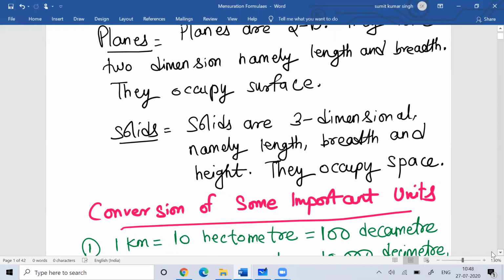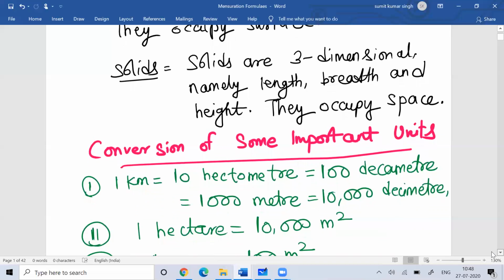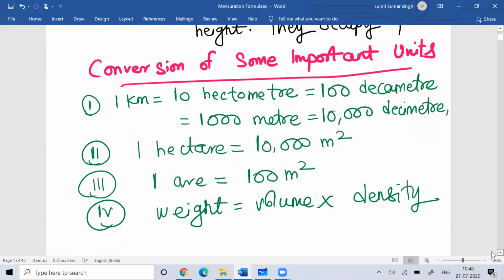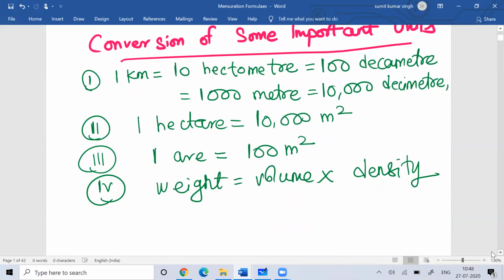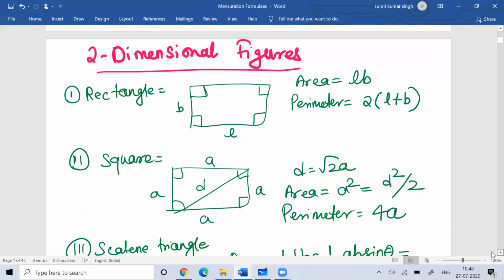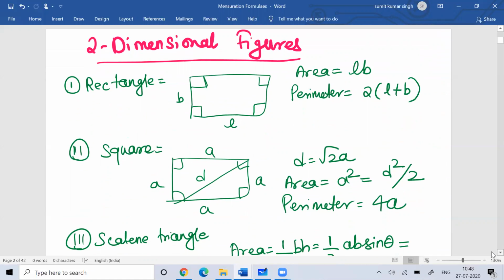Examples of planes are circle, rectangle, and parallelogram. Cylinder, cone, and sphere are examples of solids, where we talk about them in the form of three dimensions. Now a few important conversions you can keep in your mind, self-explanatory. You can keep this in mind while solving problems. Units are very important.